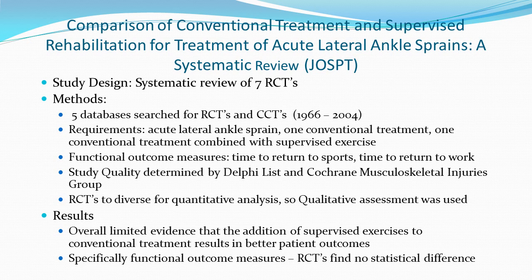The RCTs were too diverse to analyze quantitatively, so they looked at it qualitatively. They pulled a rating system from a reference article from a Cochrane systematic review, just 1 to 5, 1 being strong evidence, 5 being no evidence. And what they did find was a 3, which is limited evidence for overall outcomes, and then they found no statistically significant differences when looking just at functional outcomes.